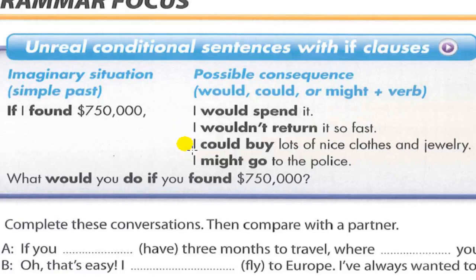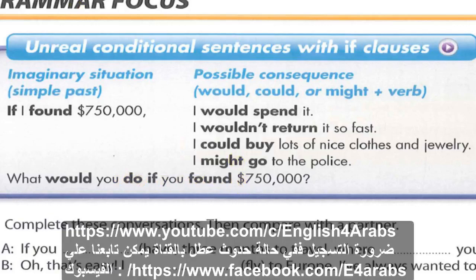If I found $750,000, I could buy lots of nice clothes and jewelry. If I found $750,000, I might go to the police. What would you do if you found $750,000? And unreal conditional sentences with if clause.